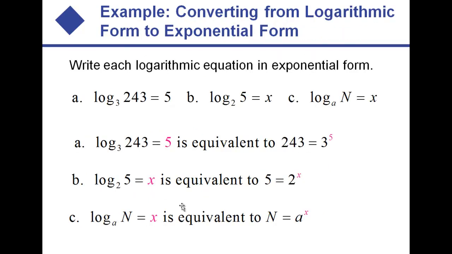We can also go back and forth from a logarithmic equation to an exponential equation. 3 to the 5th equals 243. 2 to the x equals 5. a to the x equals n. It's a good skill to be able to go back and forth between these two because sometimes it's easier to solve in one form over the other. So it's good to be able to write it both ways.